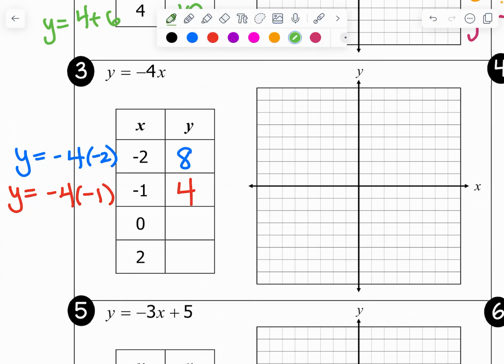Hey, it did make a triangle. I mean, you weren't wrong. If you put the X and Y axis there, it did.